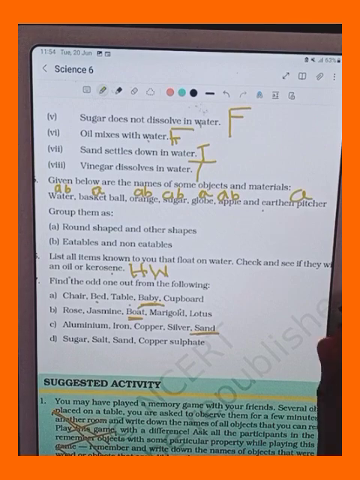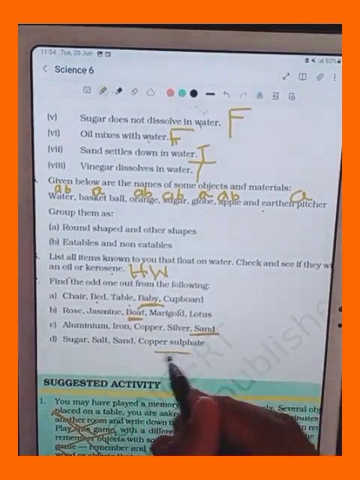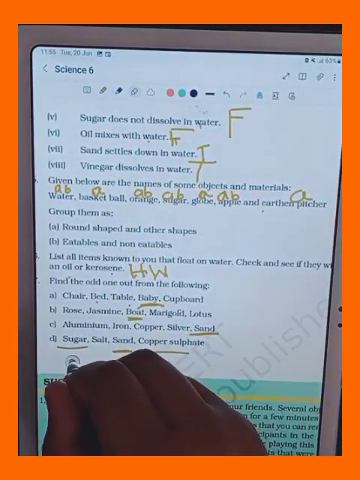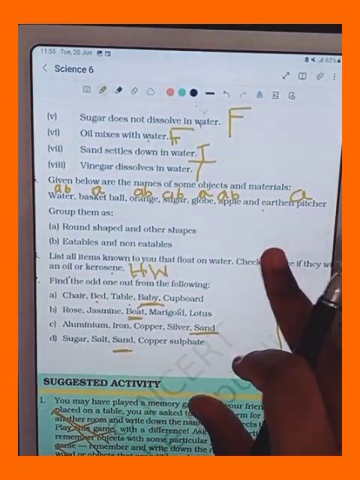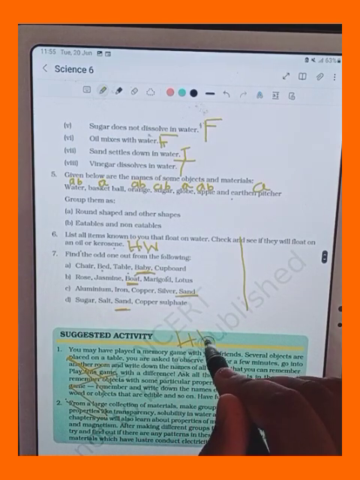Just a minute, let me think. So yes, it's all dissolvable in water. So copper sulfate and sugar can dissolve in water, but sand cannot. So the answer over here is sand. So this activity you have to do at your home and on HW.